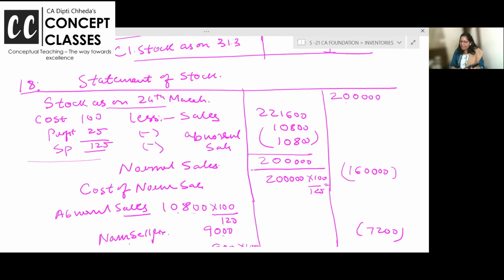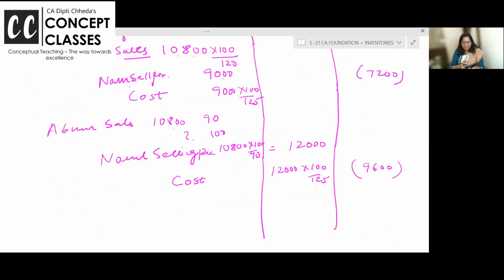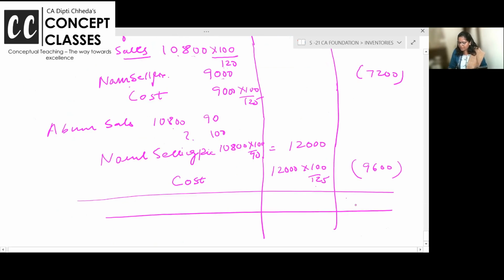2 lakh minus 160 minus 7,900 minus 9,600. You are getting 23,200 as the correct value of stock as on 31st March. Mark this problem very important. These kind of analysis may be asked in exam. Do this well.